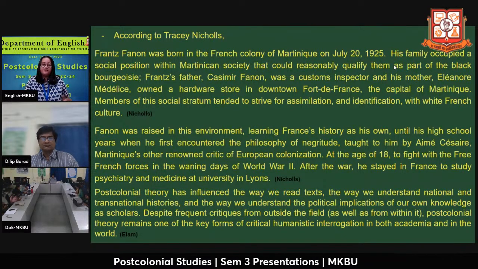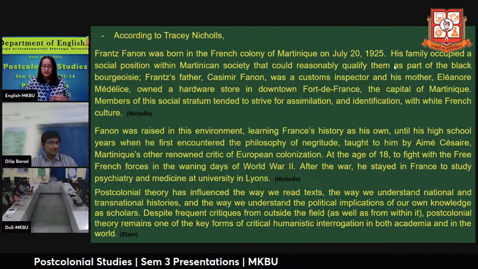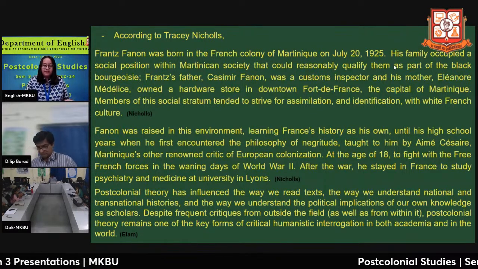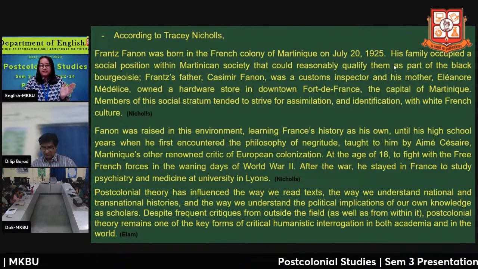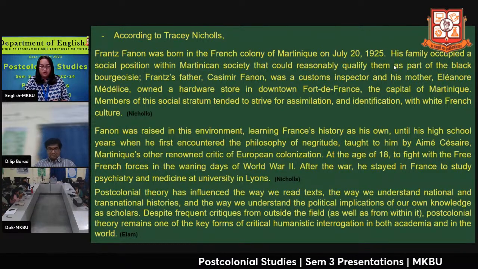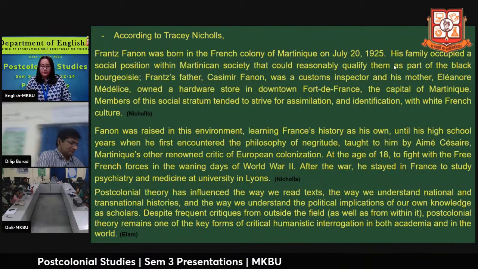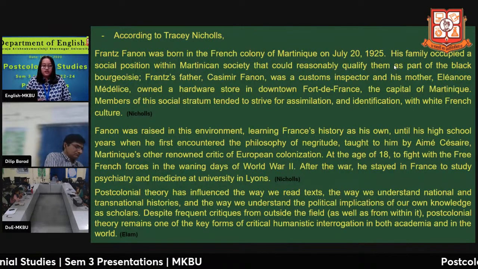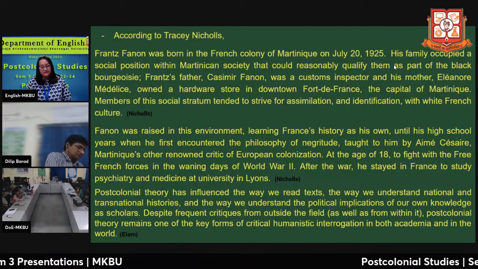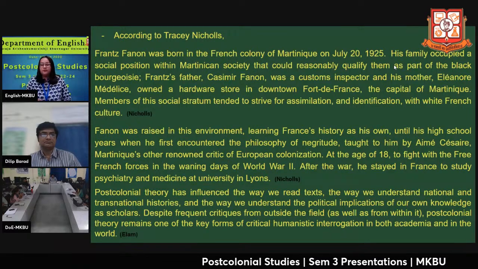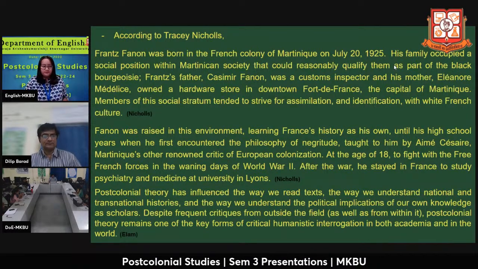Post-colonial theory has influenced the way we read texts, the way we understand nation and transnational histories, and the way we understand the political inclination of our own knowledge as scholars. Despite frequent critique from outside of the field, post-colonial theory remains one of the key forms of critical humanistic interrogation in both academia and the world.